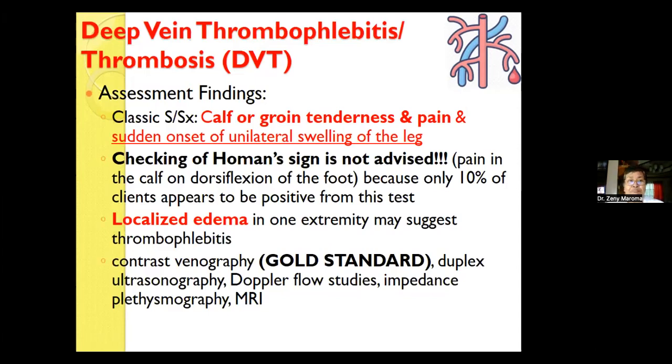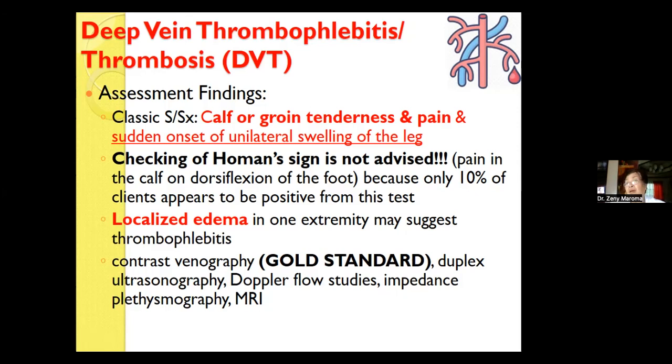Anong assessment? There is the classic signs and symptoms. There's pain on the groin or calf muscle. It's sudden onset of unilateral swelling of the leg. Check for Homan sign, although it is not fully advised, because pain in the calf on dorsiflexion of the foot occurs only in 10%. No? Hindi lahat ng pasyente will have the Homan sign.